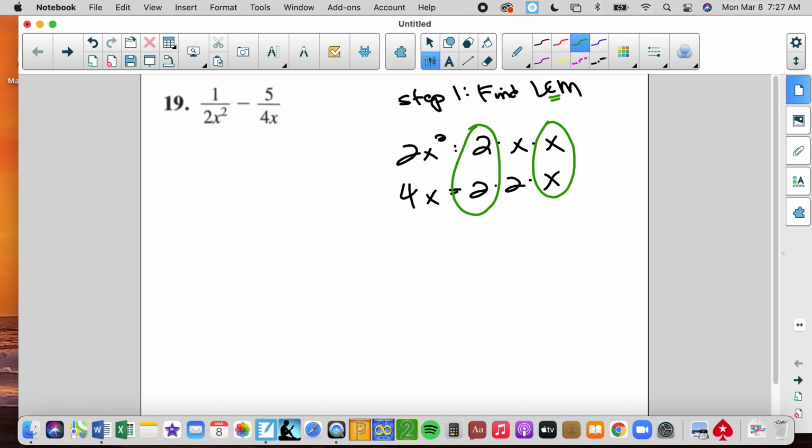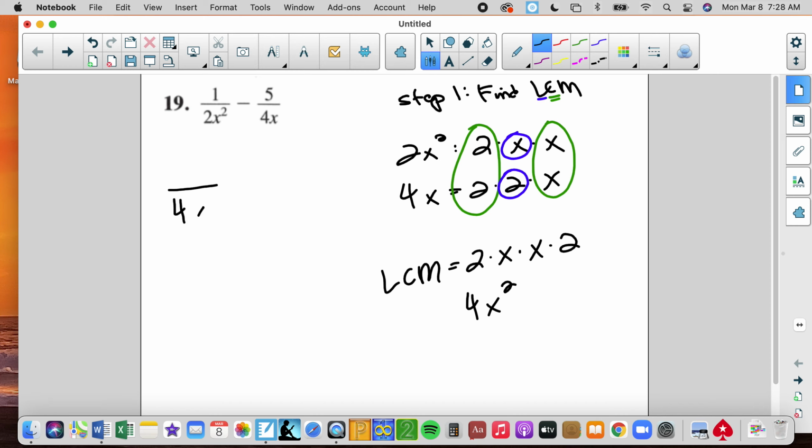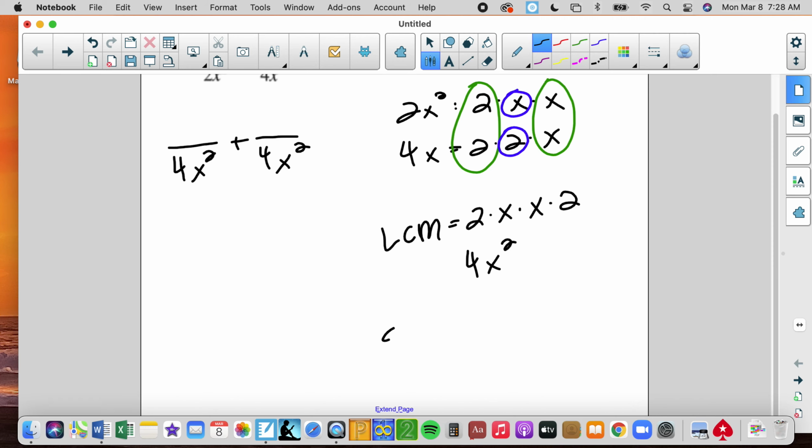They have a 2 in common. And now let's circle the leftovers. They have an x left over and a 2 left over. So my LCM is what they have in common and what they have left over. And 2 times x times 2 is 4x squared. So my common denominator is 4x squared. Now let's find equivalencies.